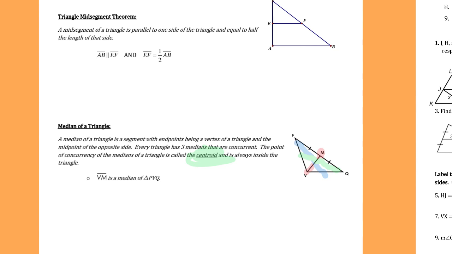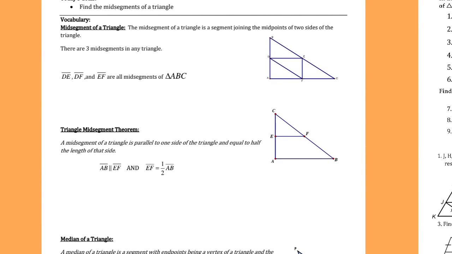Mid segments involve finding the midpoint, but you don't connect it to the vertex across from it, you connect corresponding midpoints. So it's a little bit different. Let's go up to this top problem. If I want to find the mid segment, we can find it 3 times in every triangle. How you do it is you find the midpoint of 2 sides and you connect them. You don't connect it to the vertex, you connect 2 midpoints together.